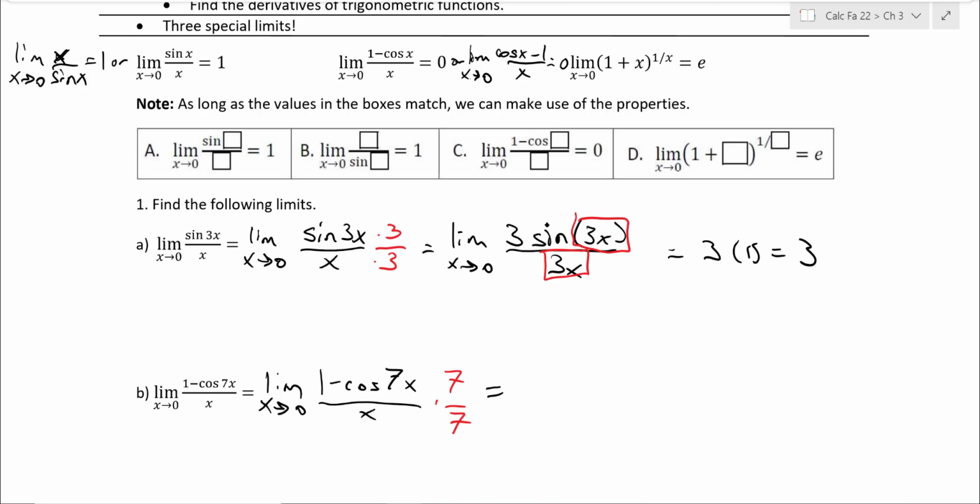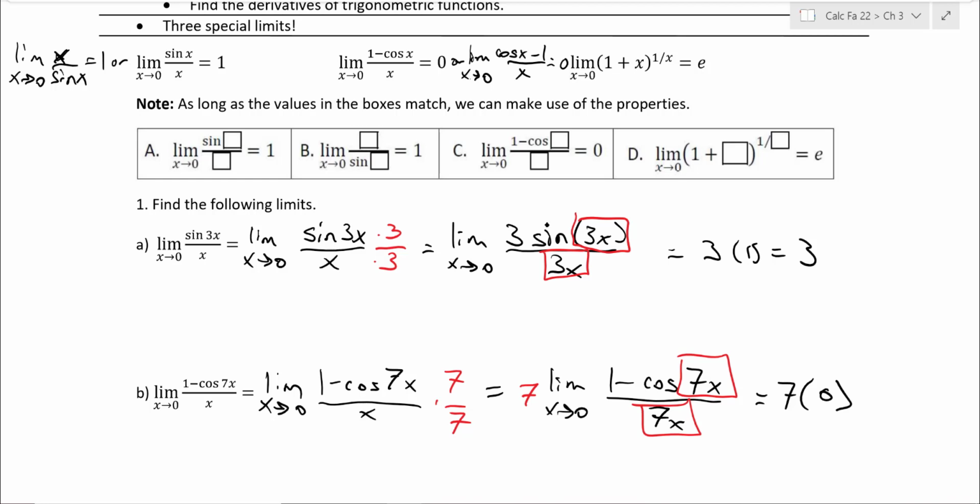And for this one, I'll keep that 7 all the way out in front of the limit from the numerator. So we can see just the form we want inside the limit here. So we've got the limit as x approaches 0, 1 minus cosine 7x, all over 7x. We can see again the argument matches what's in the denominator. And so we end up here with our 7 times our limit as x approaches 0 of 1 minus cosine 7x over 7x is 0. And 7 times 0 gives us 0.